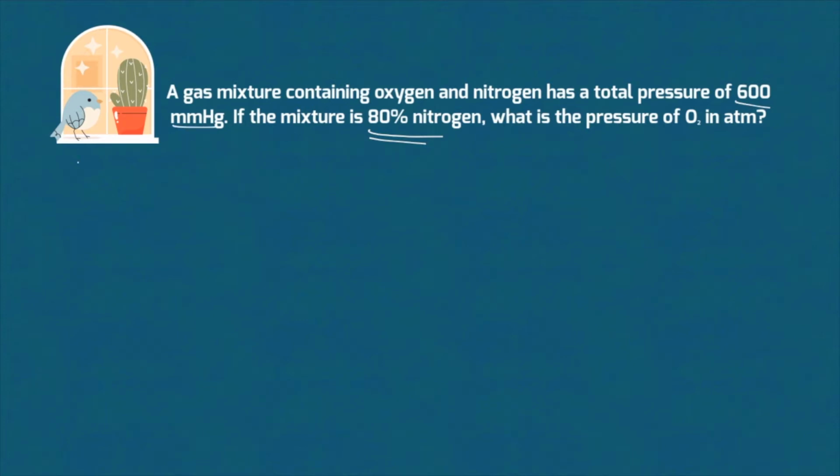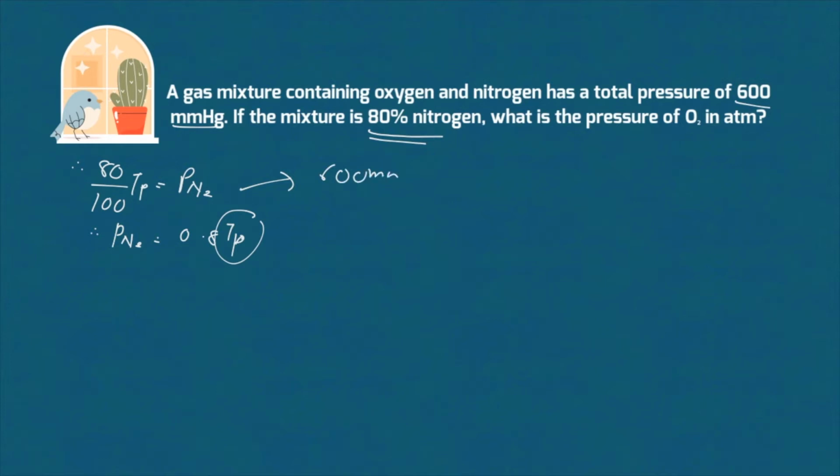So in saying that, we can know that 80% of the total pressure is the pressure of nitrogen. So we can say the pressure of nitrogen is actually 0.8 times the total pressure. Right. So now what is the total pressure? Given to you is 600 mmHg. So you need to convert this to atm.